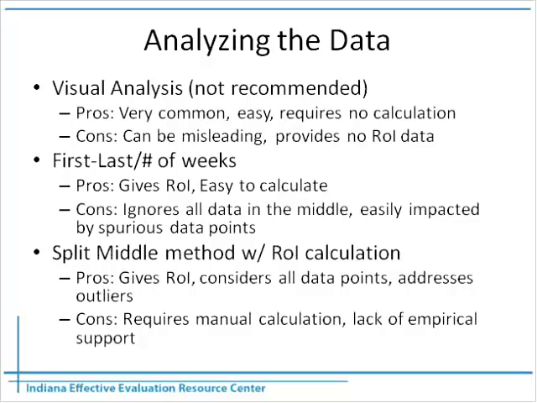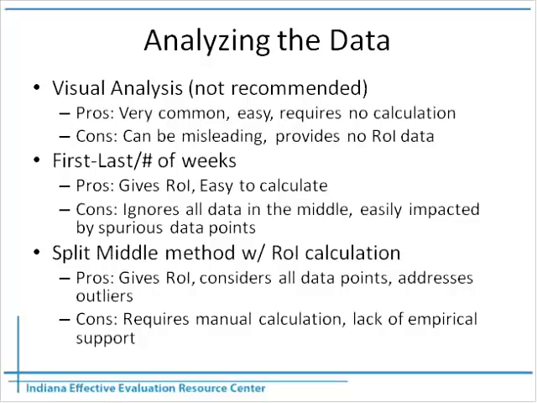The idea is that you take the very last, for example, oral reading fluency number and subtract from it the first number. Let me start over. The last data point that you collect, subtract the first data point that you collect, and then divide by the number of weeks of intervention. And that will give you a rate of progress or a rate of improvement, which is easy to calculate.